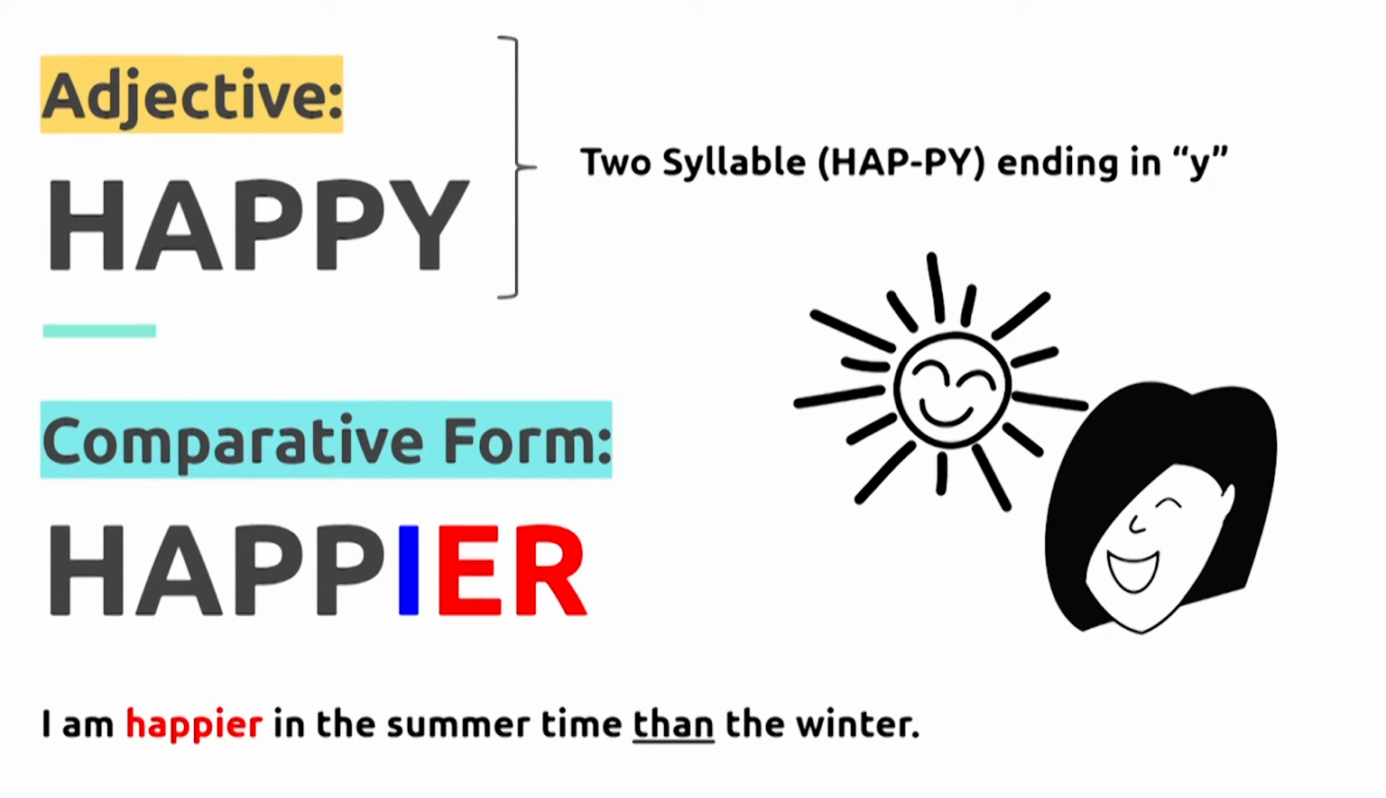If I want to compare between two happy situations and make a comparative form, I would write happier. I would drop the Y, change it to an I, and add ER. So, for example, I am happier in the summer than in the winter. I'm happier in the summer compared to how happy I am in the winter.